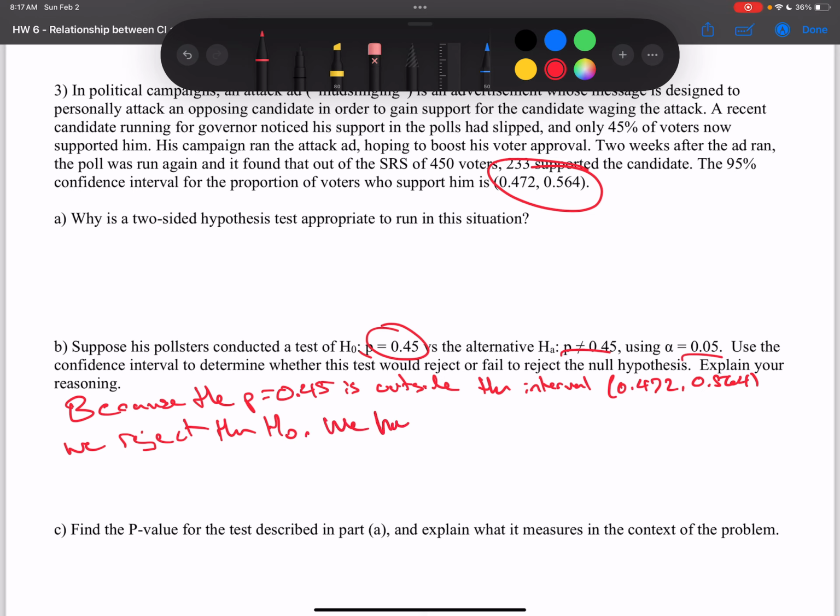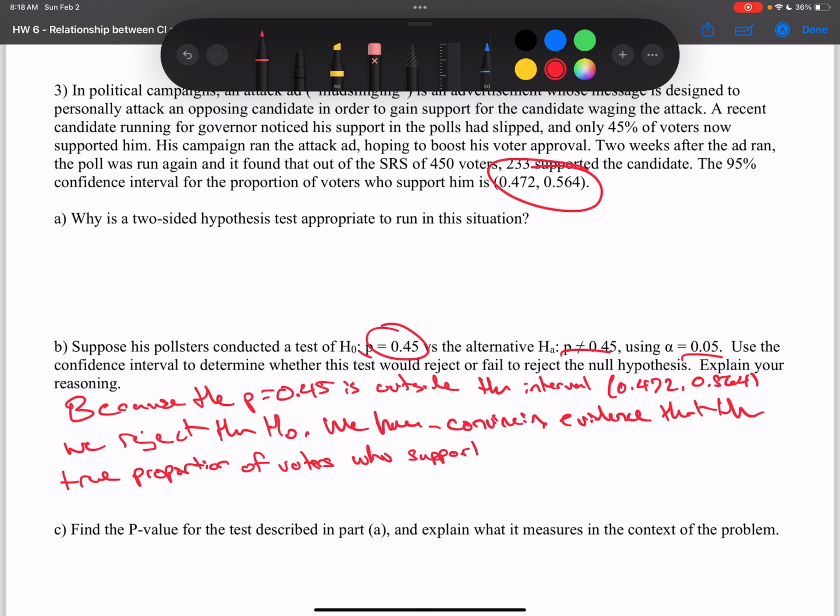Because we have convincing evidence that the true proportion of voters who support is not that 0.45 that they claim.